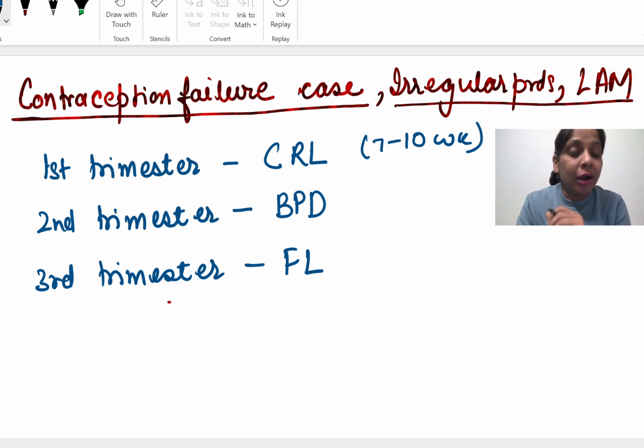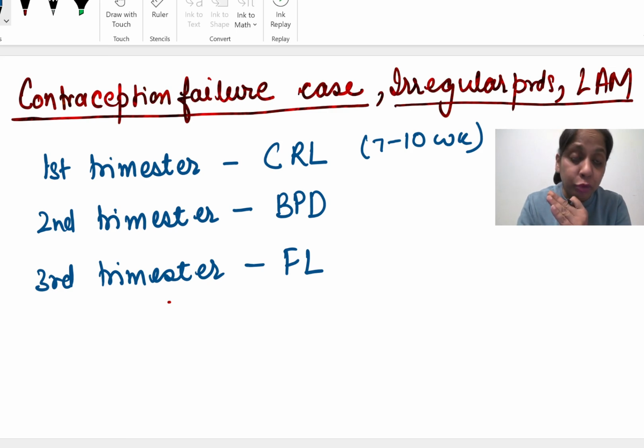And for cycles of more than 28 or less than 28 days, we use the modification of Naegeli's formula we saw. But if the cycles are irregular, or there is contraception failure or lactational amenorrhea, then we don't know when the ovulation is occurring. In that case, we will take the help of ultrasound.